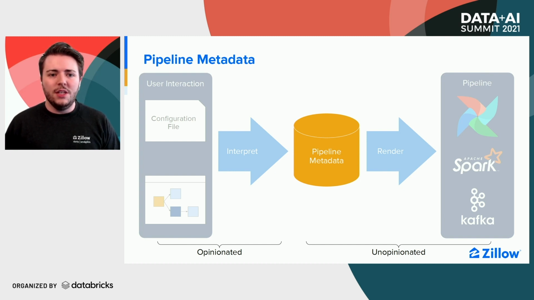Moving on to the pipeline metadata layer, this is a persistent store of unopinionated standard pipeline definitions. This intermediate step serves a couple of purposes. So first, if a user is looking to create an Airflow pipeline, they only need to create the parser that generates the standard pipeline definition. And I'll cover why that is in the next slide.